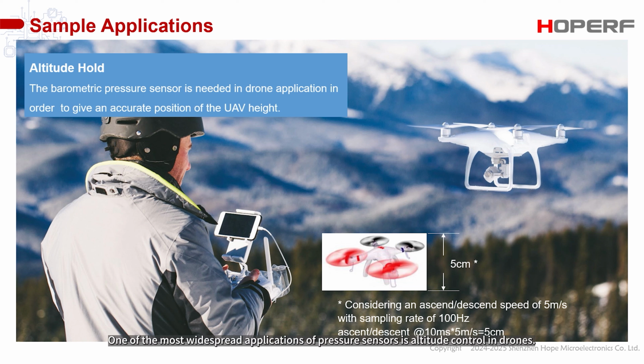One of the most widespread applications of pressure sensors is altitude control in drones. By monitoring real-time pressure changes, drones can control their flight altitude, ensuring the stability of the aircraft.